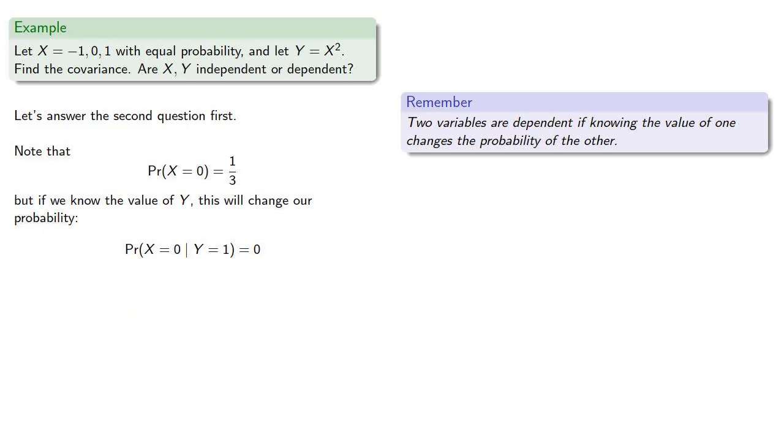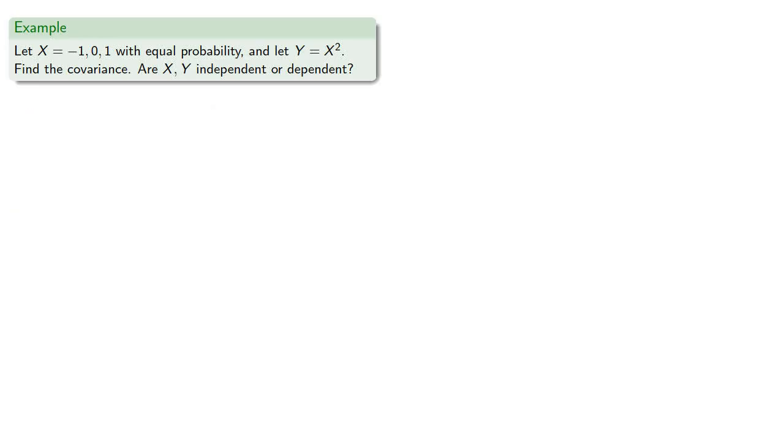And likewise, if we know that y is 0, then we know that x has to be 0, and so the probability x is 0, given that we know y is 0, is 1. And because this is a change in our probability, x and y can't be independent. So let's find the covariance.